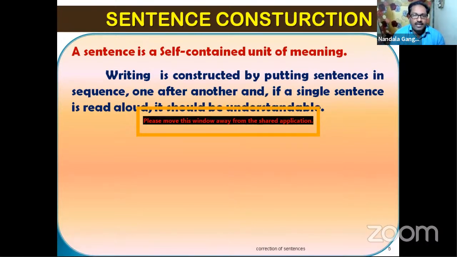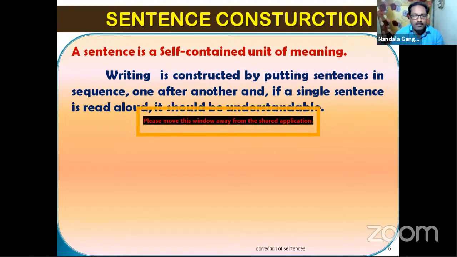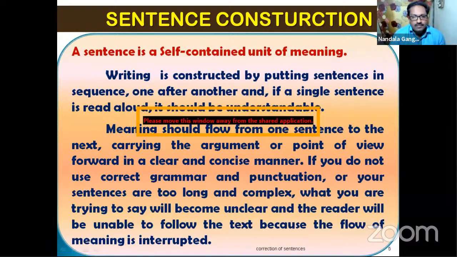While we are writing a constructed and meaningful sentence, that sentence should give a complete idea, sentence by sentence, word by word. It should be followed in a proper manner. If a single sentence is read aloud, it should be understandable. It should be very meaningful and easily understandable. In sentence construction, meaning should flow from one sentence to the next, carrying the argument or point of view forward in a clear and concise manner.